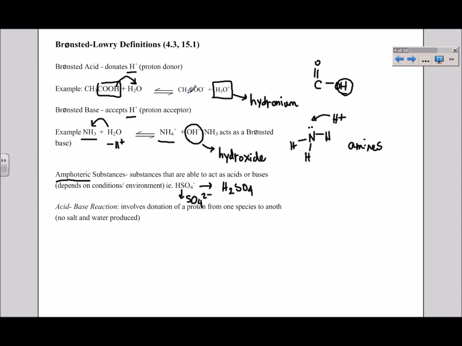Now these reactions here, under the Bronsted-Lowry definition, are acid-base reactions. And they're ones that involve the donation of a proton from one species to another. So there's no formal finding of the salt and the water being produced. Although what you'll learn in your later studies is that these are salts.